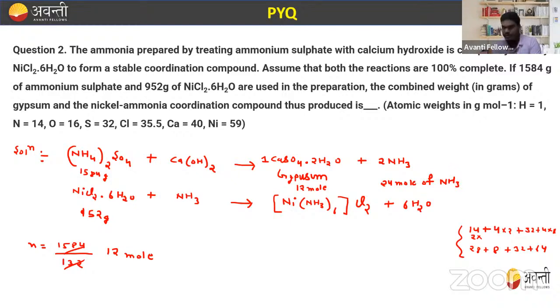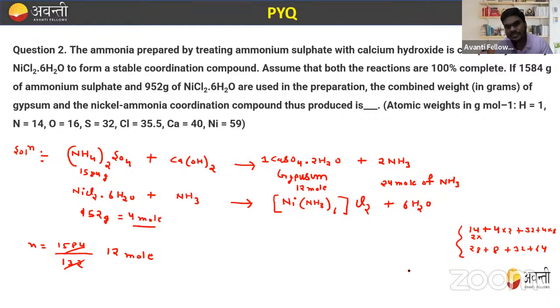If 1 mole of ammonium sulfate produces 1 mole of calcium sulfate, or we say gypsum, then obviously 12 mole produce 12 mole, and 1 mole produces 2 mole of ammonia. It means 12 mole produce 24 mole of ammonia. So this is very much clear, right? On a similar basis, this is 952, and when you divide it by its molecular mass, it comes out to be 4 mole.